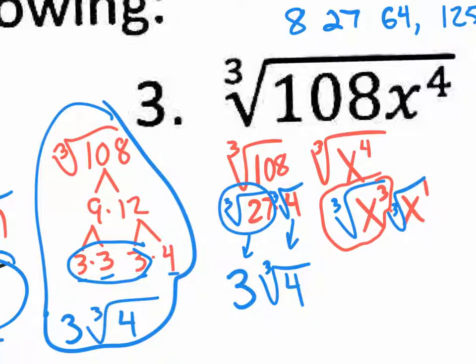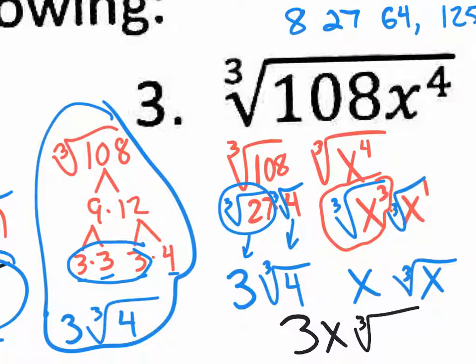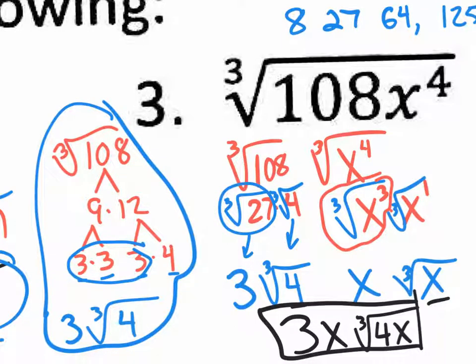The 3rd root of x to the 3rd, that's just saying 3 divided by 3, that's 1. So the 3rd root of x to the 3rd, that's just x. And this next one, the 3rd root of x, that's just the 3rd root of x. You don't mess with it. So this is our answer. We just need to rearrange it. So we do have a 3, we have an x, and we also have the 3rd root. But let's put the 4 and the x together inside that 3rd root. So there's my final answer, 3x times the 3rd root of 4x.